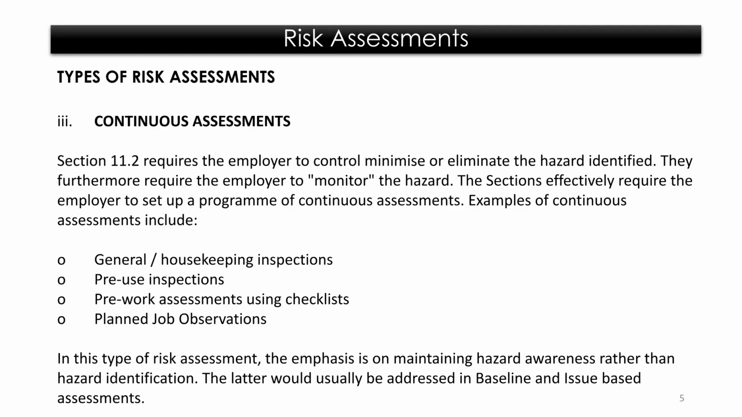Continuous assessments, as per Section 11.2, require the employer to monitor hazards and set up a program for ongoing evaluation. Examples include housekeeping, pre-use and pre-work inspections, and planned job observations. The focus here is hazard awareness, not initial identification.